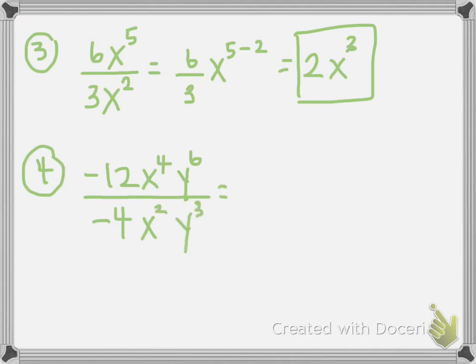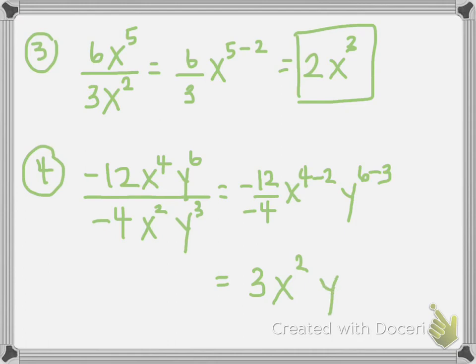Okay, so about this one, we've got negative 12 divided by negative 4. So we'll do the division there, negative 12 divided by negative 4, x to the 4 minus 2, and y to the 6 minus 3. So negative 12 divided by negative 4 would be a positive 3. X to the 4th minus 2, so that would be x squared. And then y to the 6 minus 3, so 6 minus 3 would be a 3. Okay?